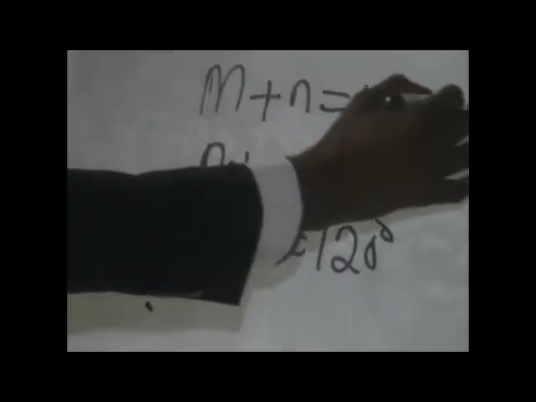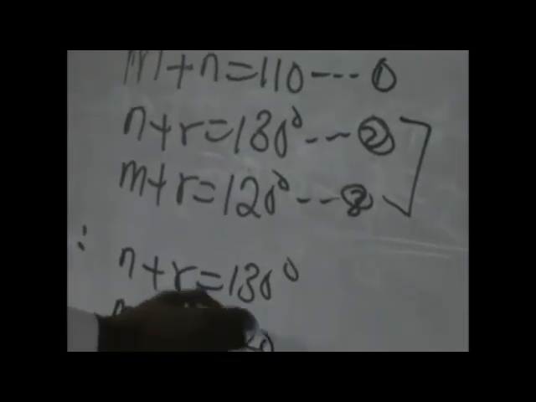Let's call these equation 1, equation 2, and equation 3. You can solve two of the equations simultaneously to get the values of n and r, then by substitution you get the other values. It's quite simple. Let's solve equation 2 and equation 3 simultaneously. We have n plus r equal to 130 degrees, then m plus r equal to 120 degrees. You use the elimination method for simultaneous equations.